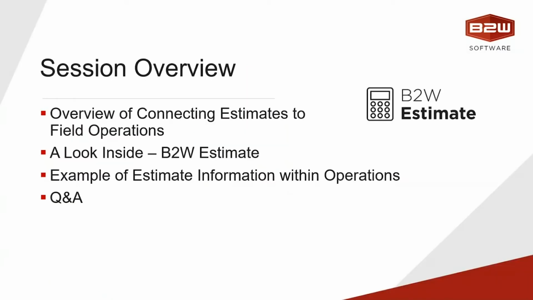So for the session overview, we're going to first be just basically going over and talking about the connecting of estimates to field operations, and then we'll open up the product. We'll look inside B2W Estimate, show you the different ways and the different levels of coding and things like that we can do, the export settings that we can manage to get the information from the estimate to field operations. And then I'll actually go over to field operations, to the operations suite of products, and show you the information that gets shared over. And then again, we'll do our best to have some time for questions and answers at the end of the demonstration today as well.